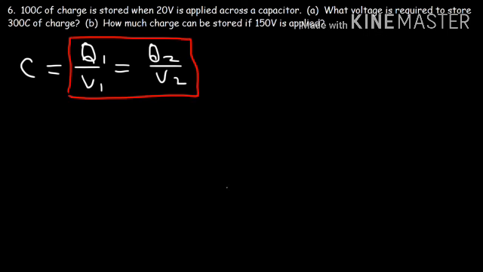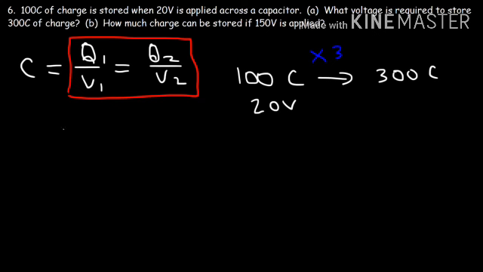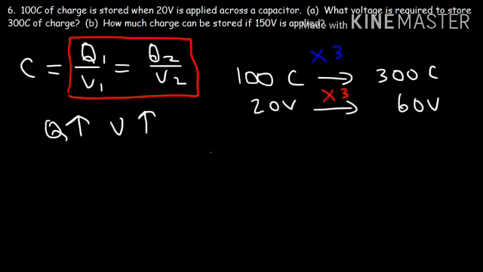Now, let's consider part A. The charge increased from 100 coulombs to 300 coulombs. So if we increase the charge by a factor of 3, what effect will it have on the voltage? If Q increases, then V will increase proportionally. So the voltage must increase by a factor of 3. It has to be 60 volts. Using the equation, you're going to get the same answer.